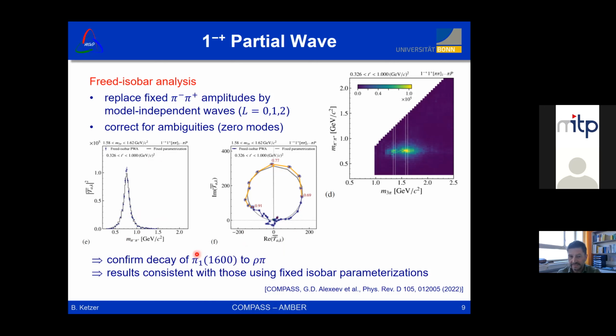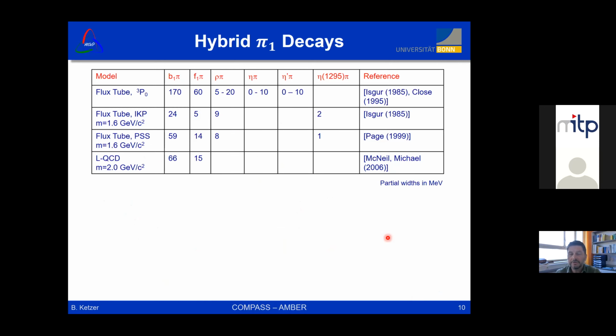So that basically confirms the decay of the pi 1 1600 to rho pi, independent of a given parameterization of the rho, and the results are actually consistent with those using fixed isobar parameterization. That was published in this recent PhysRevD paper here. Now, this was already partly shown by Sean.